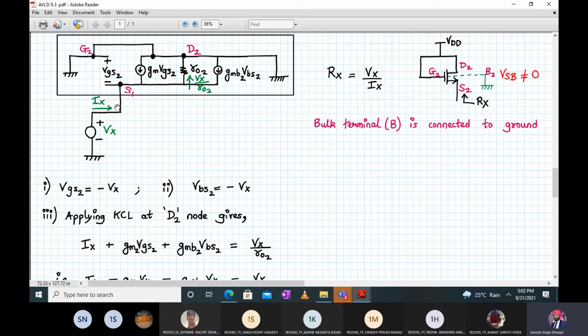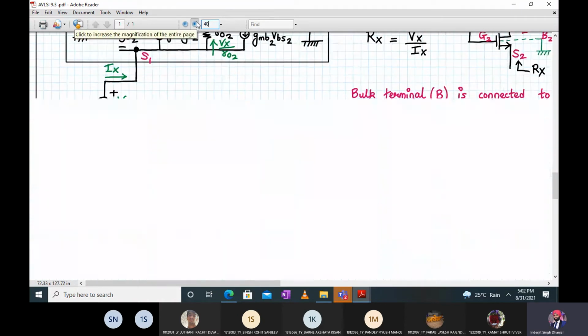These are all incoming currents, right? And what is the outgoing current? The outgoing current is VX upon RO2. Are you following what I'm saying? So we are applying KCL at the source 2 node. IX is the incoming current, GM2 into VGS2 is the incoming current, GMB2 into VBS2 is the incoming current, and it is equal to the outgoing current, which is VX upon RO2.